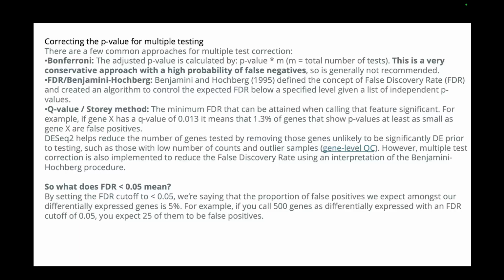You need to correct for the number of times you have tested for it. So the Bonferroni correction is a simple way to do that. Basically, you multiply the p-value by the total number of tests, and this is a very conservative approach with a high probability of false negatives, so generally not recommended.